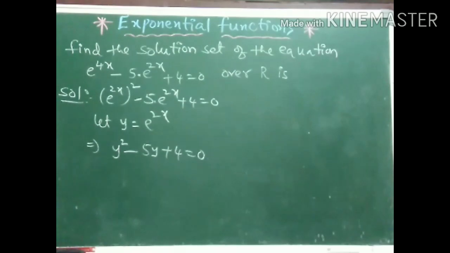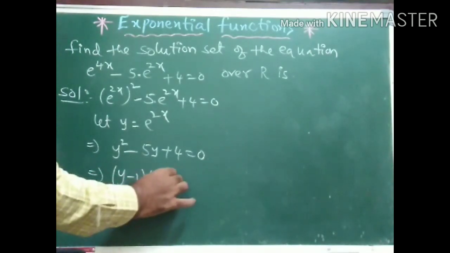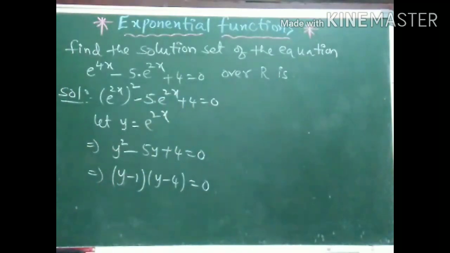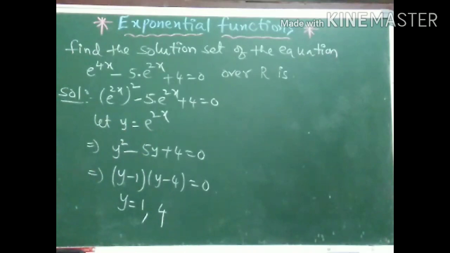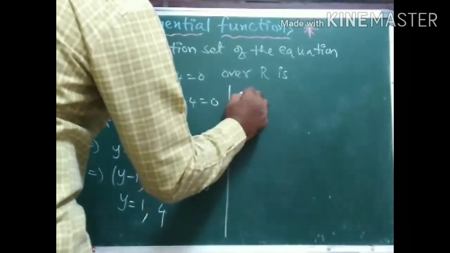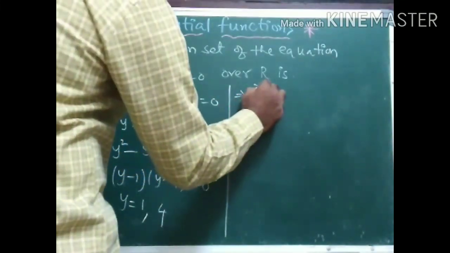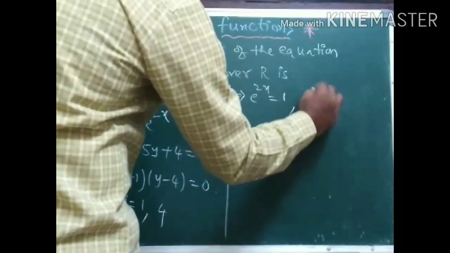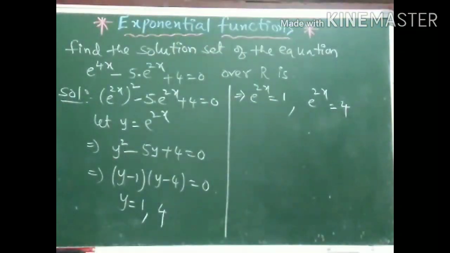A quadratic equation. So simply you can go for factorization. So (y minus 1) into (y minus 4) is equal to 0. Hence we got that y is equal to 1, 4. Y values are 1, 4. But we need to solve for x, not y. So that implies y is equal to 1, where y is nothing but e to the power of 2x, so e to the power of 2x is equal to 1, and e to the power of 2x is equal to 4. This is what we can write.